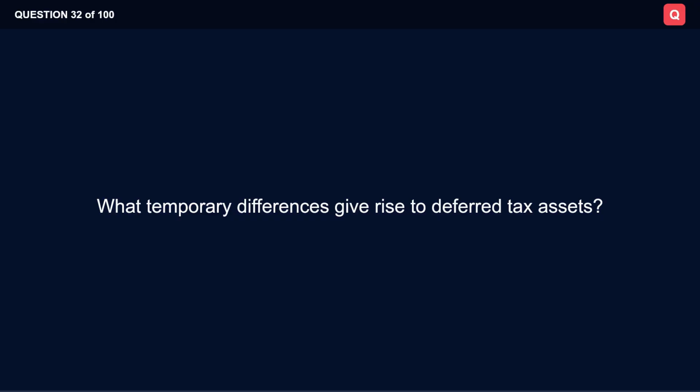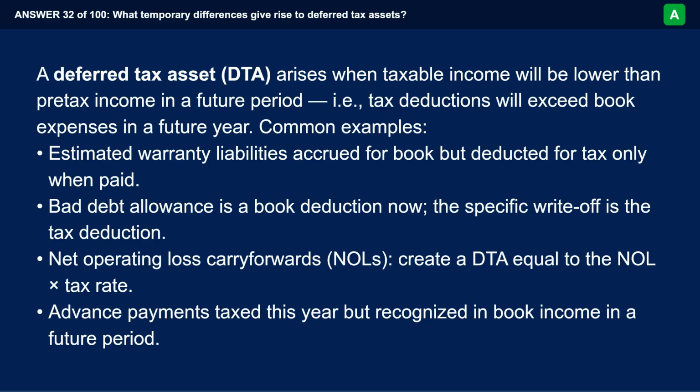What temporary differences give rise to deferred tax assets? A deferred tax asset, DTA, arises when taxable income will be lower than pre-tax income in a future period. That is, tax deductions will exceed book expenses in a future year. Common examples: estimated warranty liabilities accrued for book but deducted for tax only when paid. Bad debt allowance is a book deduction now. The specific write-off is the tax deduction.